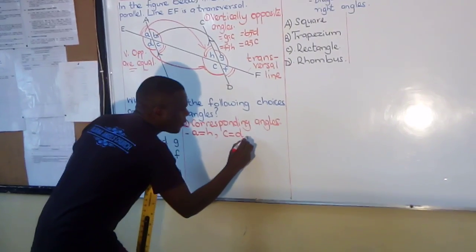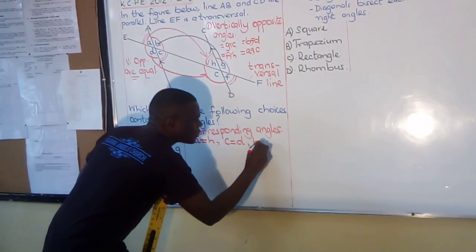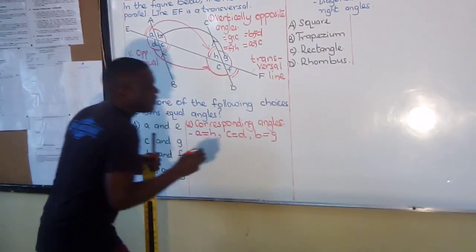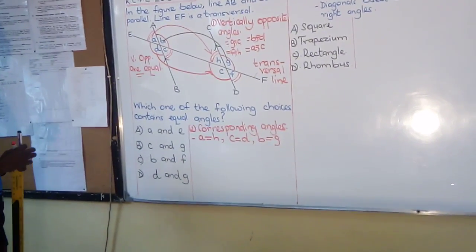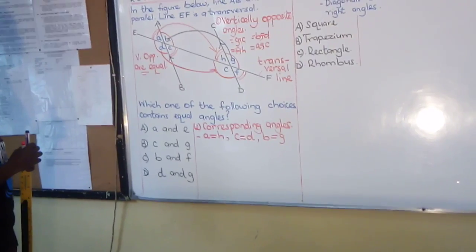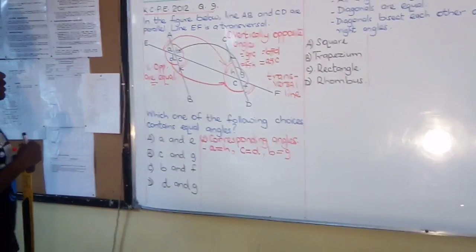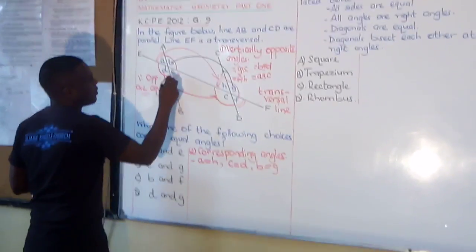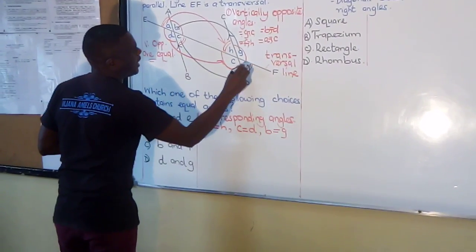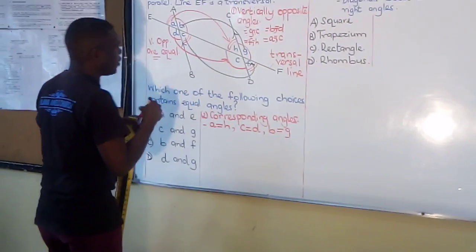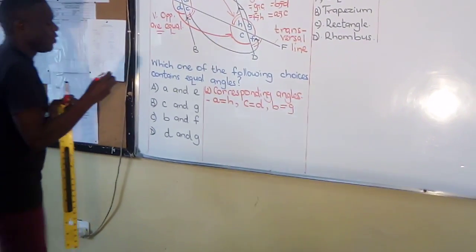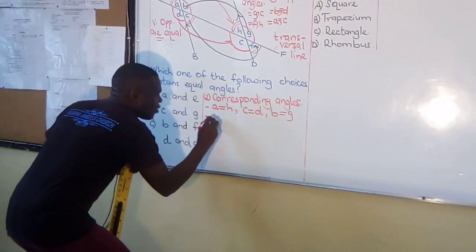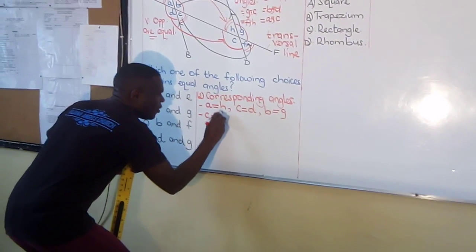Angle B corresponds with angle G. So B and G are equal. Yes? Now, angle C corresponds with angle F. So angle C is equal to angle F.